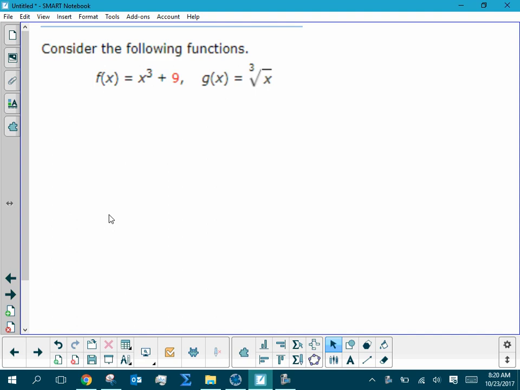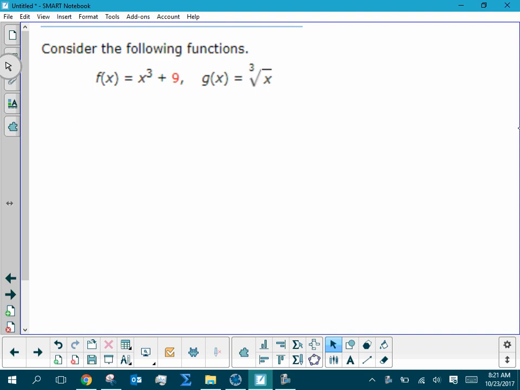Compose these two functions, and basically all forms that you can do. So f composed g, g composed f, and then f composed f, and g composed g. And then asking the respective domains for all those.